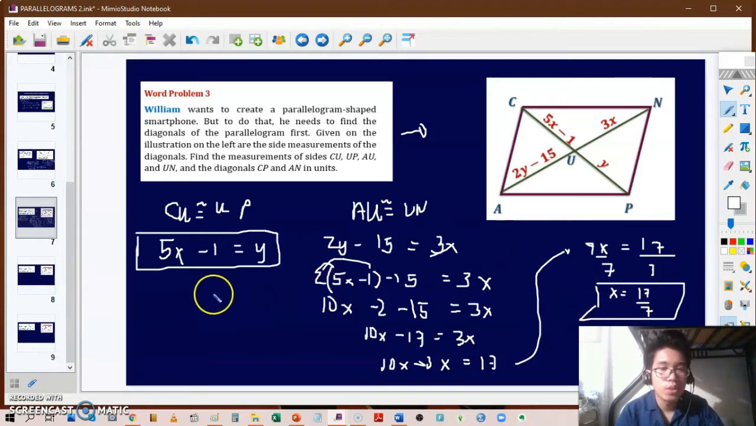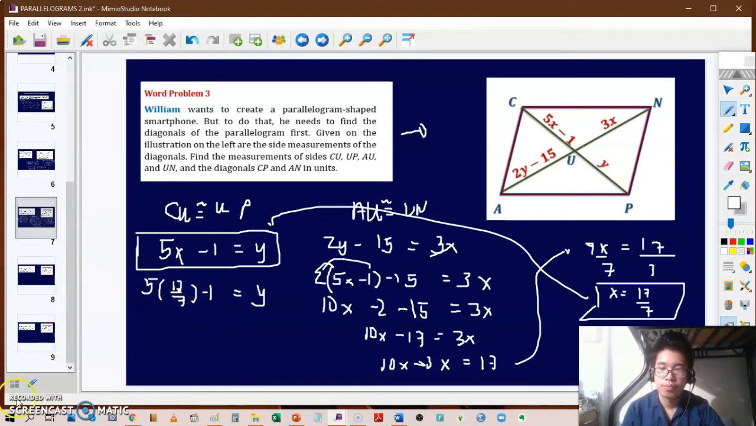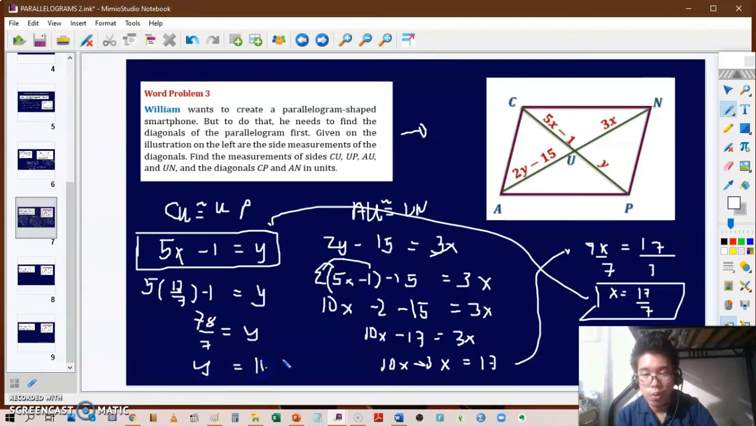And from here, we can substitute that value to this equation so that we can get the value of y. So that's going to be 5 times 17 over 7 minus 1 is equal to y, and that will give you a value of 78 over 7. So 5 times 17 over 7 minus 1 gives you 78 over 7, or 11.14. So y is also equal to 11.14.